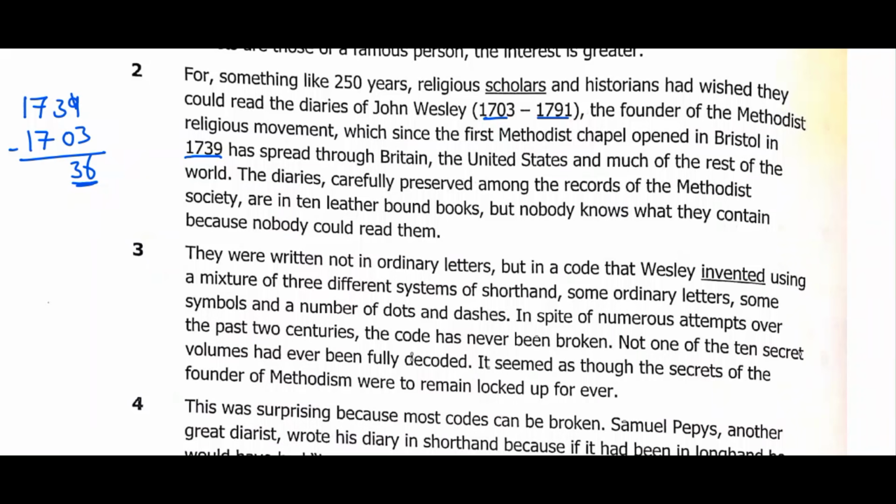Paragraph 3: they were written not in ordinary letters, but in a code that Wesley invented using a mixture of 3 different systems of shorthand, some ordinary letters, some symbols, and a number of dots and dashes. In spite of numerous attempts over the past 2 centuries, the code has never been broken. Not one of the 10 secret volumes had ever been fully decoded. It seemed as though the secrets of the founder of Methodism were to remain locked up forever. So there is a chance of that.